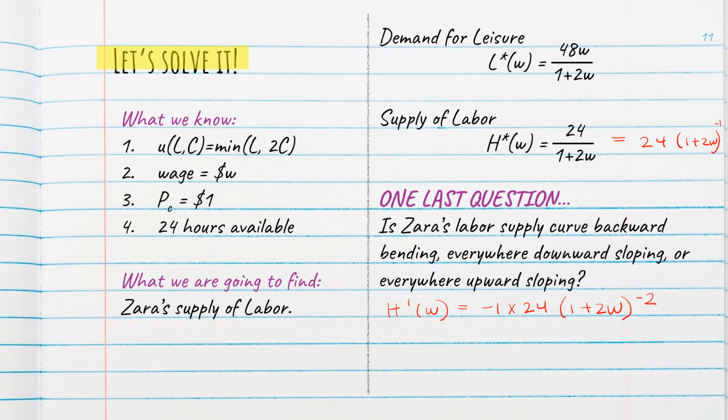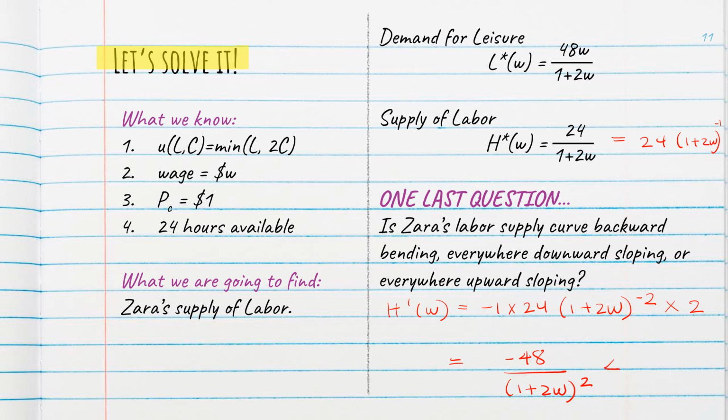So just, I'm not done yet, but just to recap, I bring down the power on my parenthetical. So I have that negative 1 times the 24, which is a multiplicative constant. I reduce the power on my parenthetical by 1, so it becomes 1 plus 2W to the negative 2. But then, because of the chain rule, I also have to multiply by the derivative of what's in the parentheses. So times 2, because the derivative of 1 plus 2W is 2. So we can simplify this whole hideous thing. I have negative 1 times 24 times 2. So that's negative 48 divided by 1 plus 2W squared.